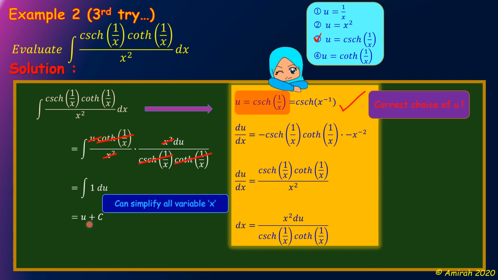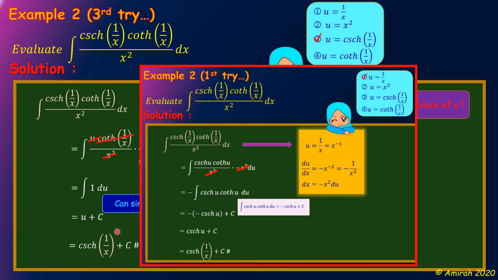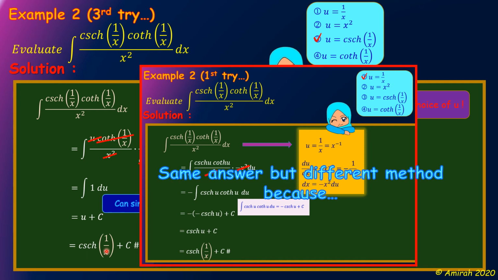And after that, the final step, every time we integrate using u substitution, we need to replace back our u. And our u equals cosh 1 over x, so the answer is cosh 1 over x plus c. This is the final answer. If we recall our first try, we tried u equals 1 over x. This is also a correct choice of u, and we get the same answer, cosh 1 over x plus c. From here, we get the same answer but with a different method, because math is magic if the method is logic.